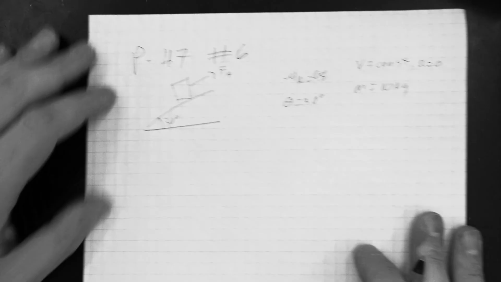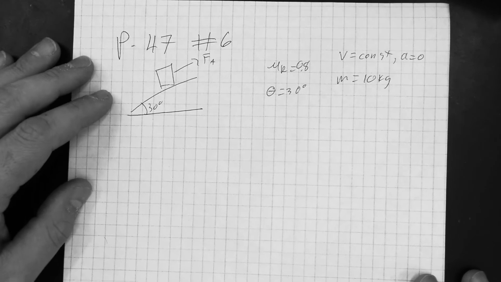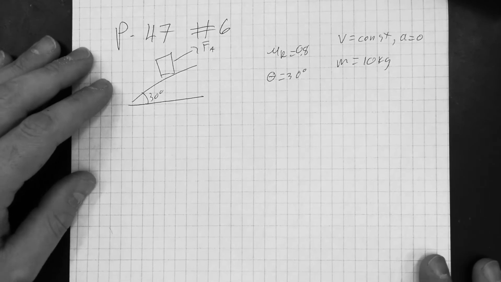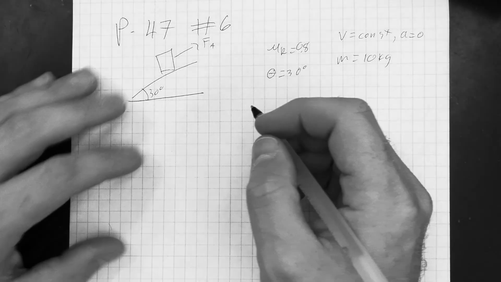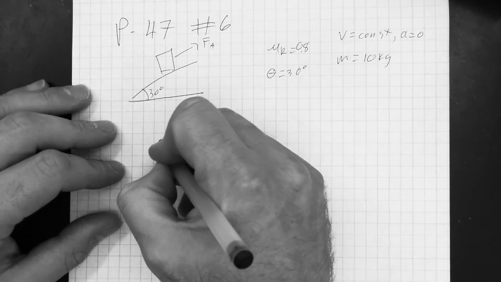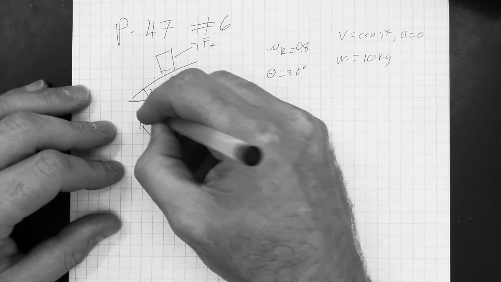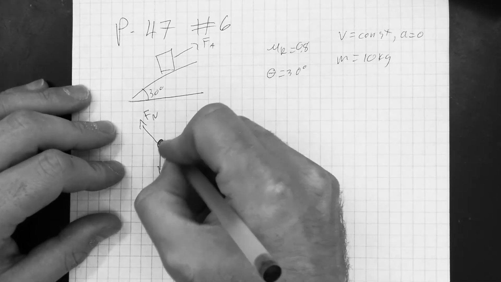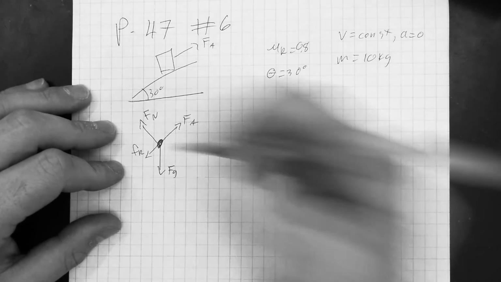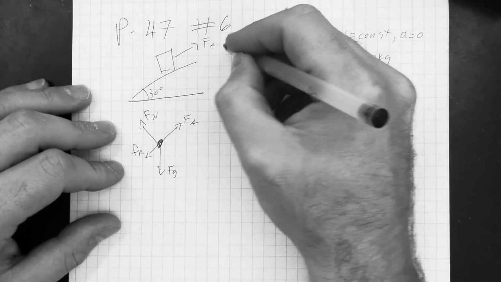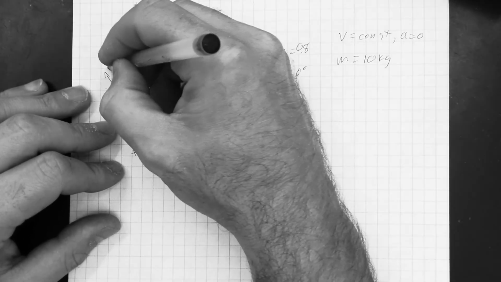This is page 47, problem number 6, where we have an object pushed up a ramp at a constant velocity that has friction with some applied force, and we're trying to find the applied force. So the first thing to do is the free body diagram. Force of gravity down, normal force perpendicular to the ramp, an applied force this way, and a frictional force kinetic down. We will also call up the ramp the positive x and perpendicular to the ramp the positive y.